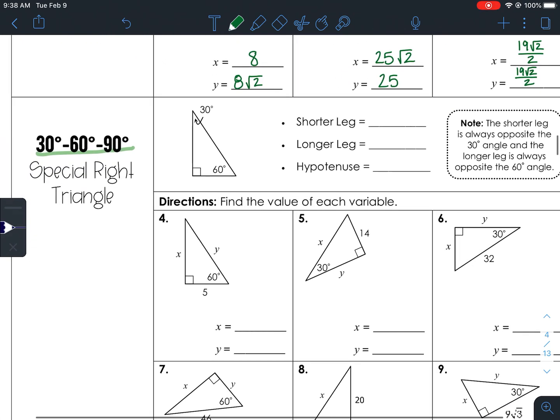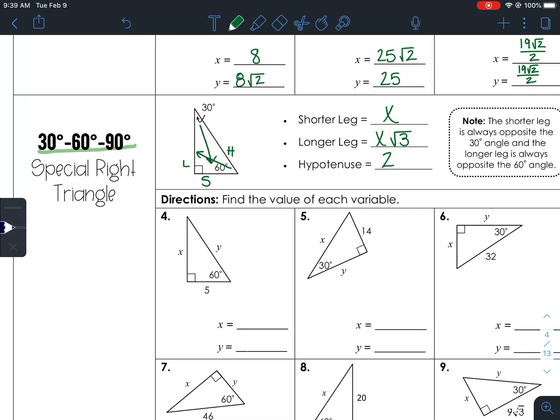Now let's look at the 30, 60, 90. Our shorter leg is going to be the one that is always opposite of our 30-degree angle. So shorter leg. Here we have our longer leg and our hypotenuse. Okay, so our shorter leg is going to have the characteristic of x. I know, we're getting crazy here. Okay, our long leg is going to be our shorter leg times the square root of 3, because this one has 3 different sides, where our other one had 2 different sides. And our hypotenuse gets to be the fun 2x.